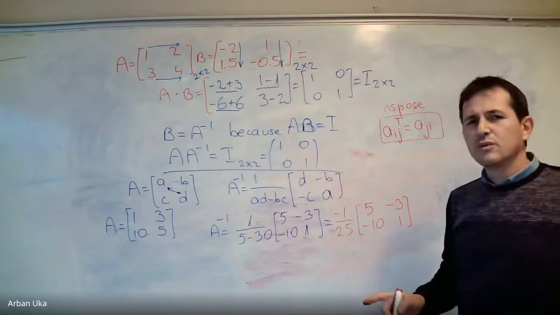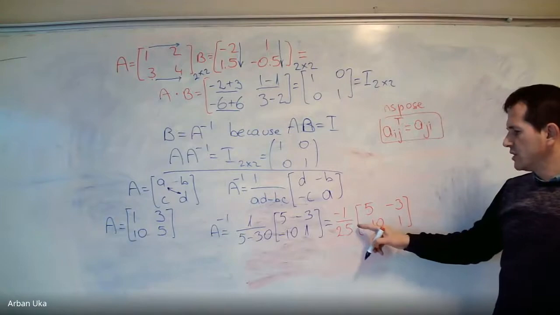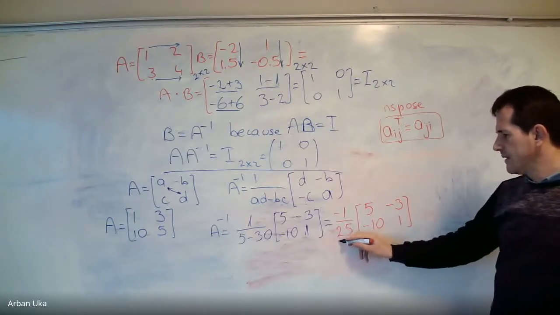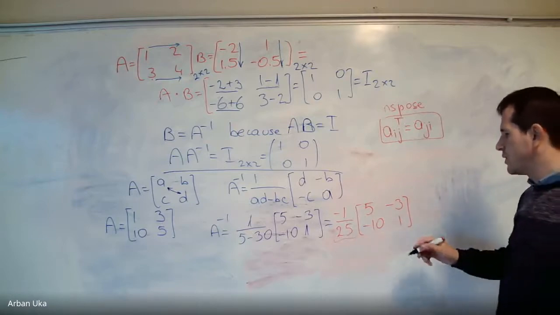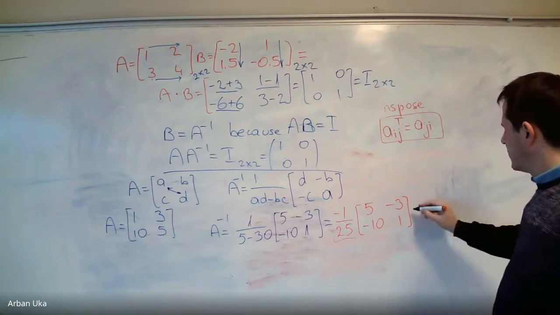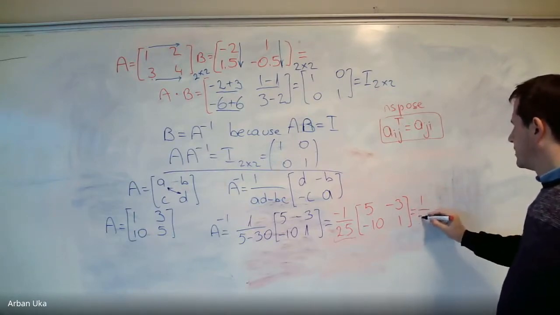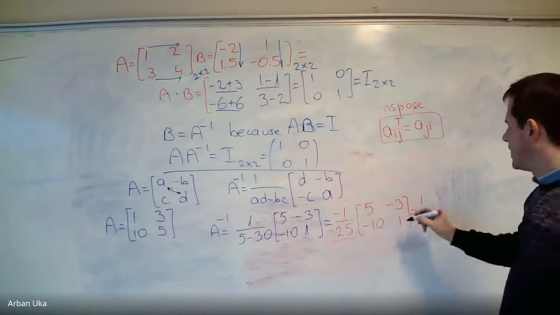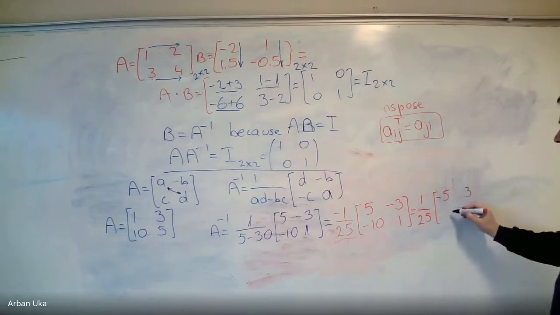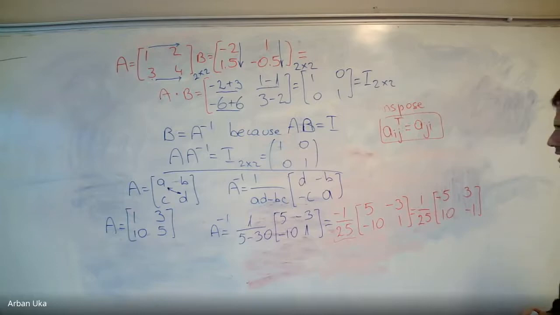Now, in the slides, we learned that we can define the multiplication of a matrix with a constant. This is a constant, minus 1 over 25. So the first thing that we can do is the following. We can say 1 over 25, and we can take the minus sign inside. So this is minus 5, 3, 10, and minus 1. It's the same thing, okay?